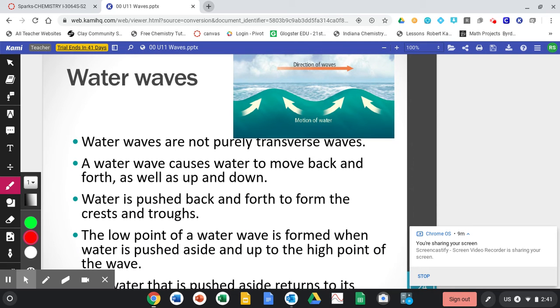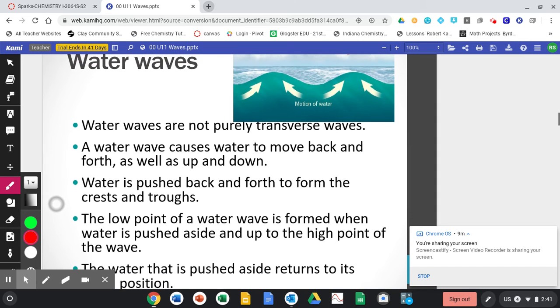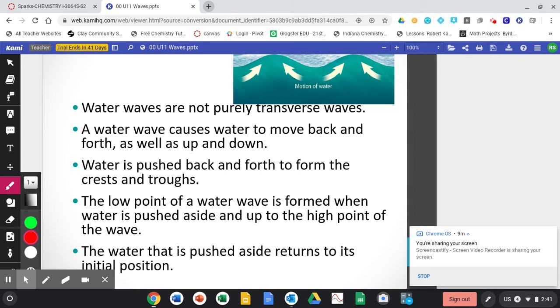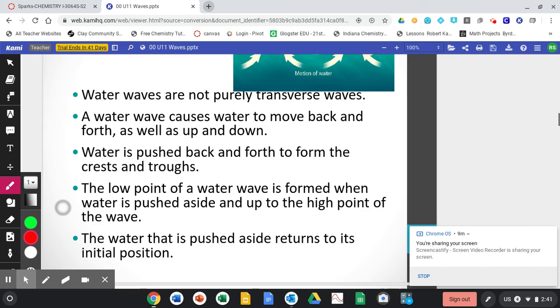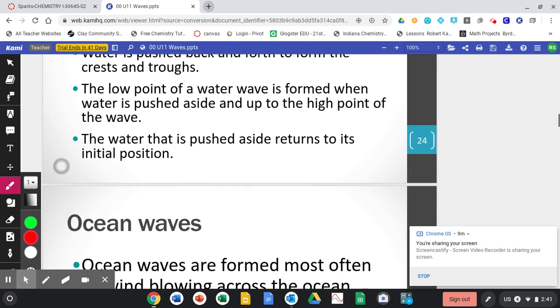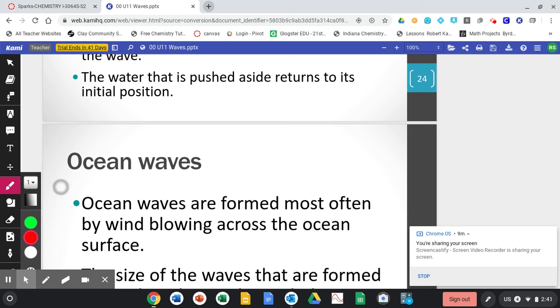And here you got water waves. Water waves are not purely transverse waves, so it's a little bit of a mixture. But the water wave causes water to move back and forth as well as up and down. So see, that's why you can say that it's really both. Water is being pushed back and forth to form the crests and the troughs, which is what we essentially call a wave. The low point of the water wave is formed when water is pushed aside and up to the high point of the wave.